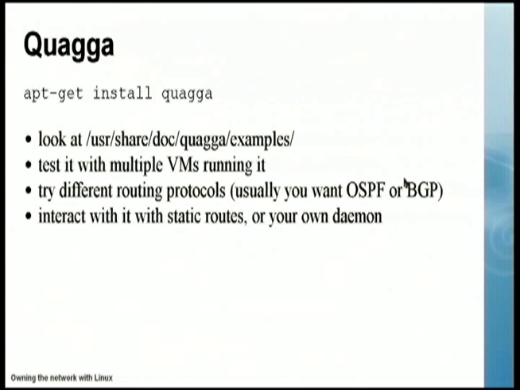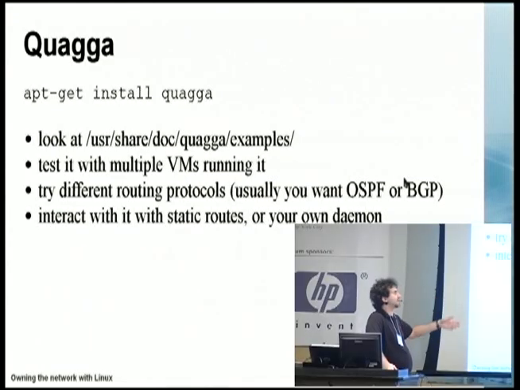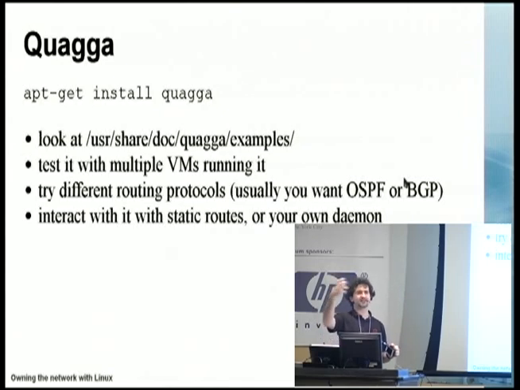Quagga, for example, supports most routing protocols. You probably want OSPF, OSPF v6, or BGP, depending on what your organization runs, because in the end, your end goal is probably to integrate with the routers of your organization. And yeah, you can try things with static routes, which means that if you create a static route on your machine, then it gets read by the daemon and pushed to the rest of the peers participating in this OSPF or BGP network.